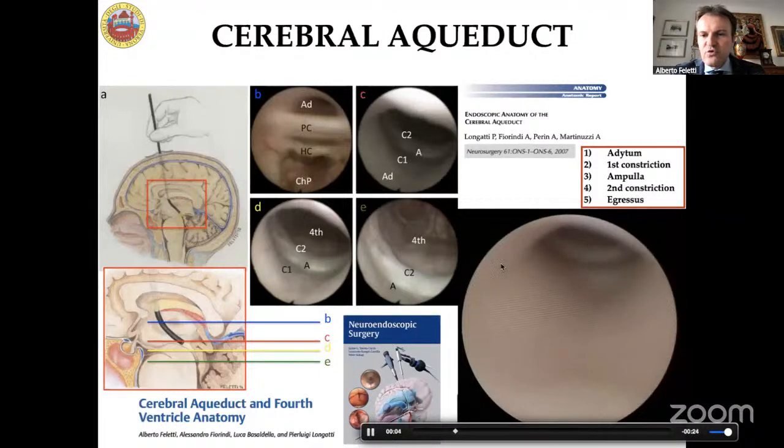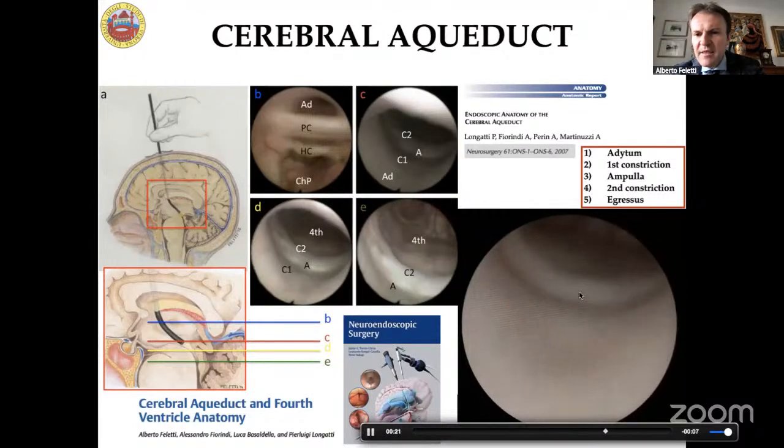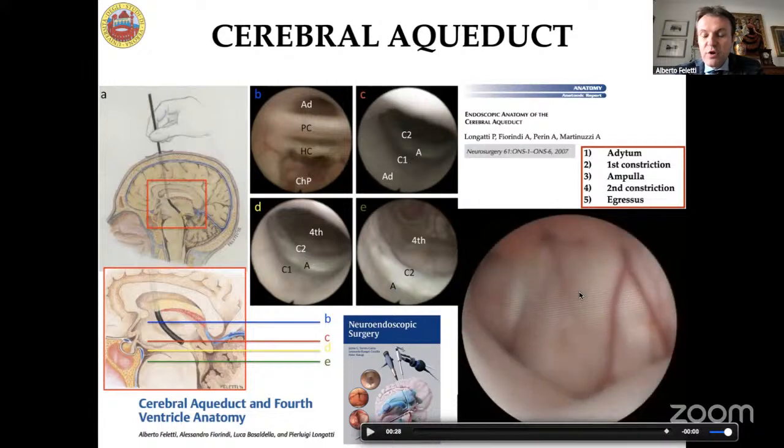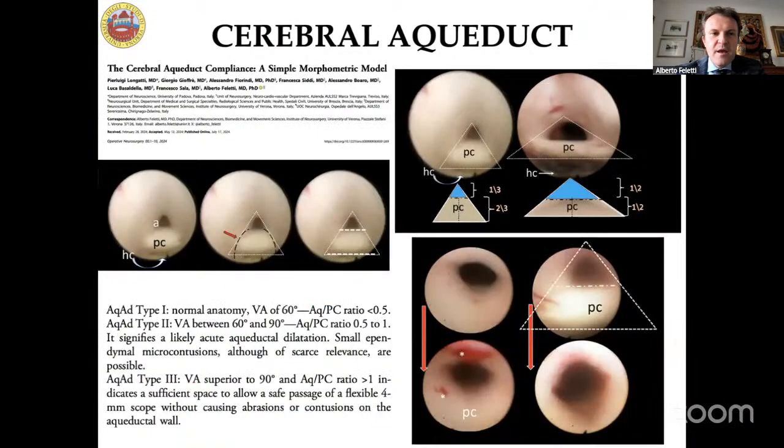So this is the adytum, as we have seen already. And as you can see, there are 2 constrictions, and between them there is an enlargement, which is the ampulla. And actually, if you notice, there are some pulsations of the wall of the cerebral aqueduct. And this confirms that the cerebral aqueduct has a compliance to accommodate a small, tiny, flexible endoscope. And finally, the egressus of the cerebral aqueduct.